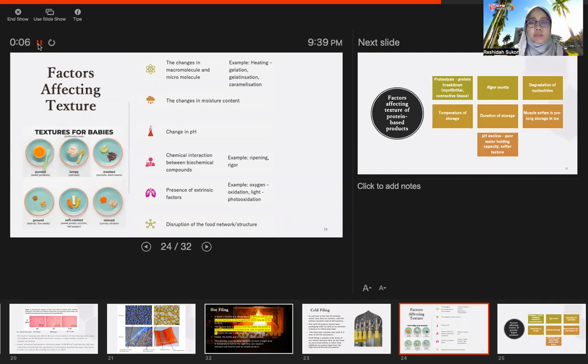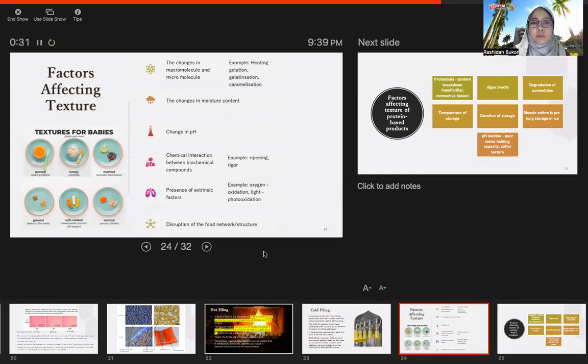Okay, we shall continue again on the last part of the food processing. As you can see, the factors affecting texture of food include changes in macromolecule and micromolecule.